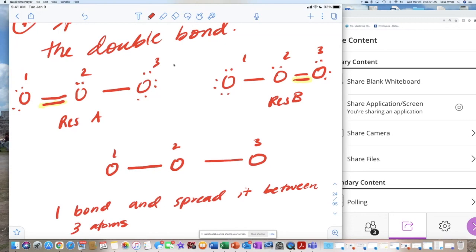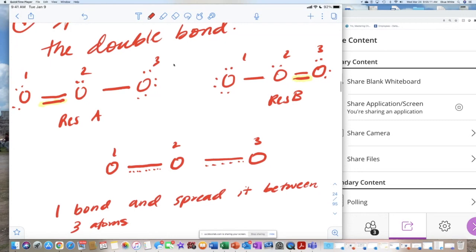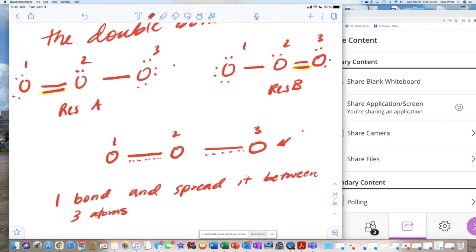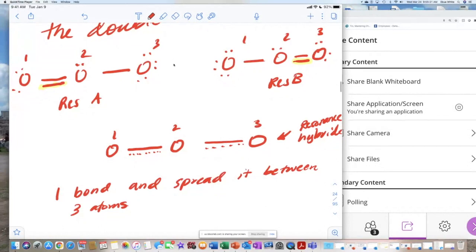Okay, so when you spread a bond, how do you show that? Because it's not an intact bond anymore, it's kind of pieces of it. We show it like dotted lines, like this. So half of it goes there, the other half goes there. And so this is considered the resonance hybrid. So this is called the resonance hybrid.